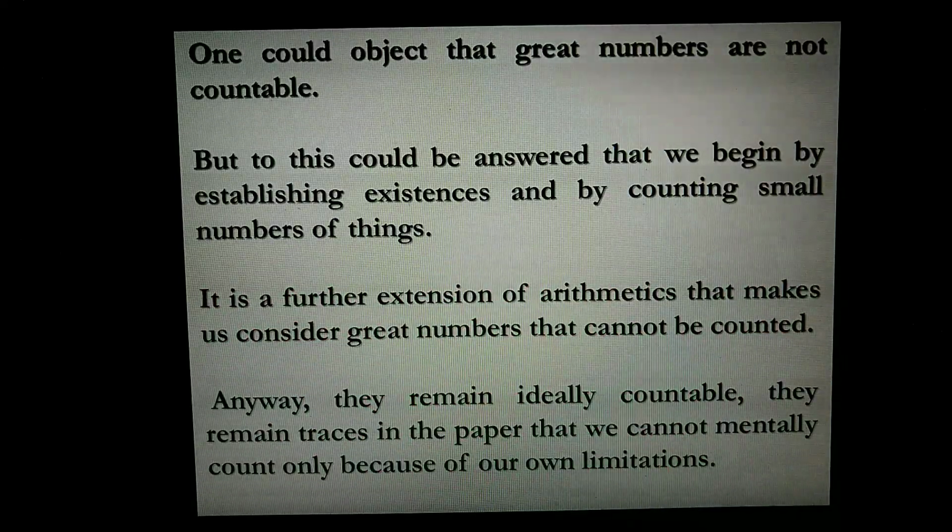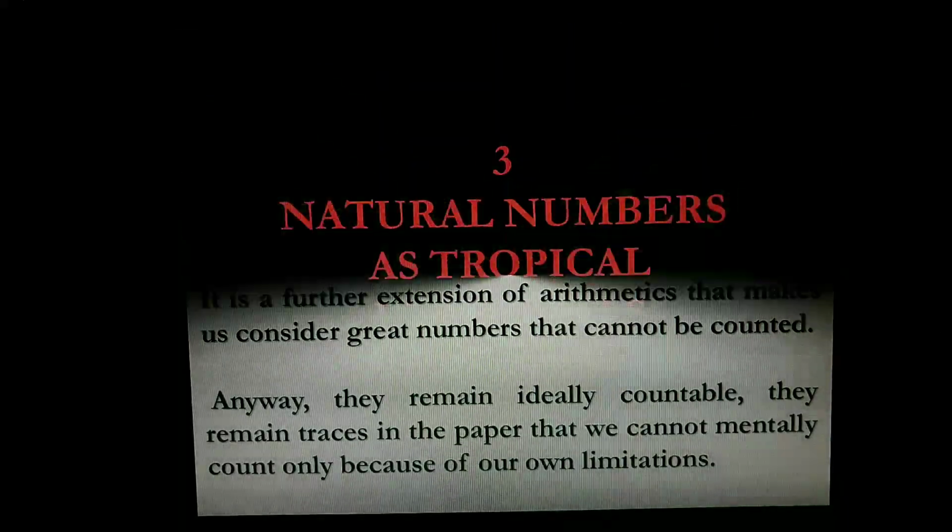One could object that great numbers are not countable, but this could be answered. We could answer that we begin by establishing existence and by counting small numbers of things. It is a further extension of arithmetic that makes us consider great numbers that cannot be counted. Anyway, they remain ideally countable. They remain traces on the paper that we cannot mentally count only because of our own limitations. God could do it.